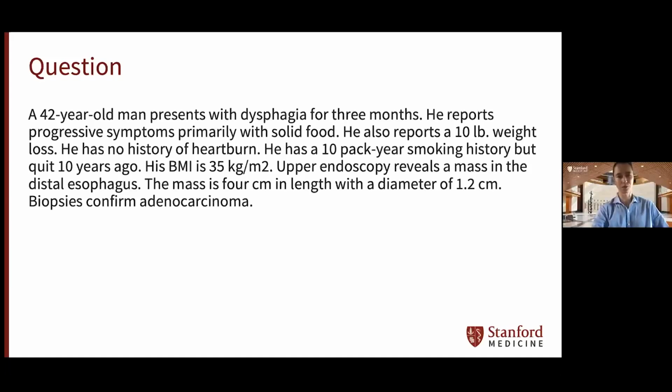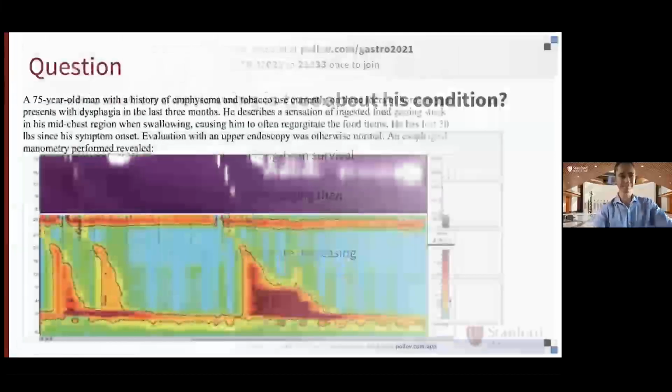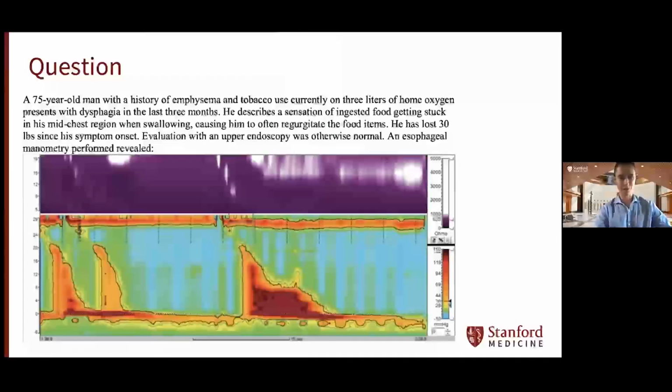Great. Thank you for those finer points. Okay, we have another manometry question. This is a 75-year-old man with a history of emphysema and tobacco use, currently on 3 liters of home oxygen, who presents with dysphagia in the last 3 months. He describes a sensation of ingested food getting stuck in his mid-chest region when swallowing, causing him to often regurgitate the food items. He has lost 30 pounds since his symptom onset. Evaluation with an upper endoscopy was otherwise normal, and an esophageal manometry performed reveals the following images.